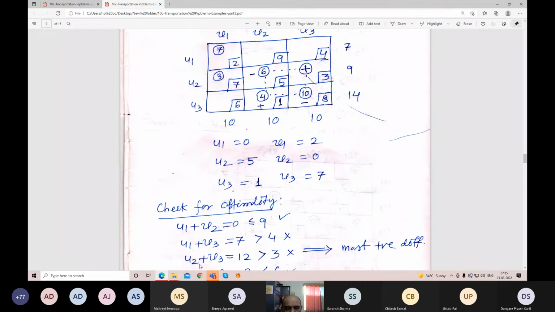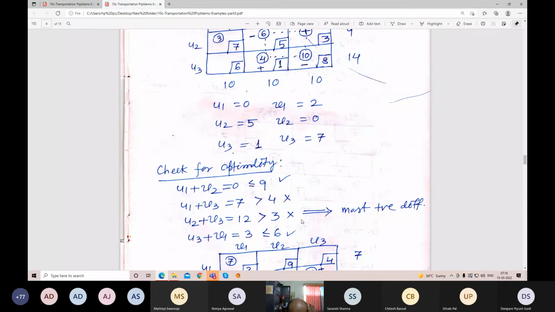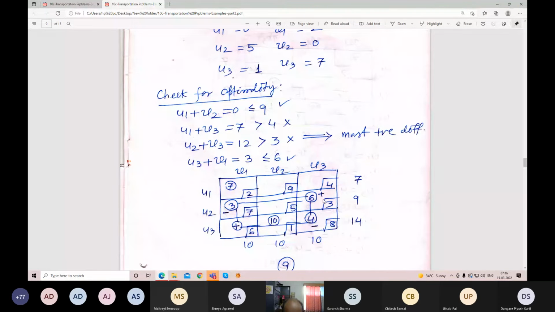Then U2 plus B3, you can see here, how much is it? U2 plus B3 is 12, 12 is greater than 3. Now, see, these two cells are not fulfilled. 7 minus 4, difference is 3, 12 minus 3, difference is 9. So that is the most positive element, the difference is most positive here. So with respect to U2 V3, that is the entering variable. We put a plus sign here, U2 V3.